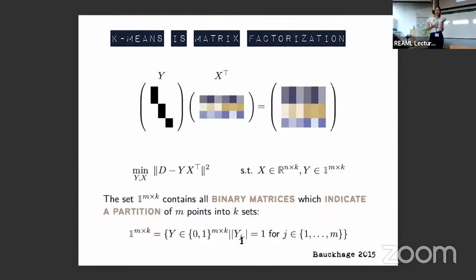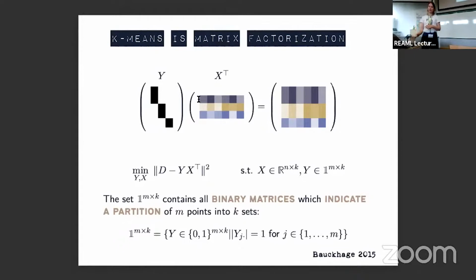And k-means is also actually matrix factorization. We just have a small tweak to our general objective, and that is that Y now has to be a binary matrix, which actually indicates a partition. So imagine that the rows are ordered such that consecutive rows belong to the same cluster. For example, the first point here belongs to the first cluster because there we have the 1. This point would belong to the second cluster, and this point would belong to the third cluster.